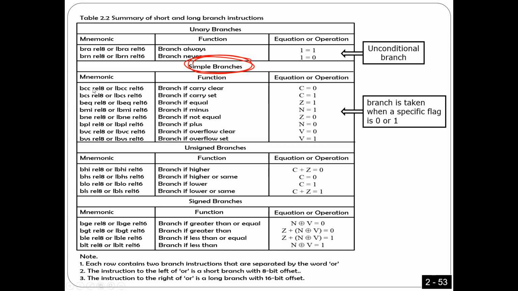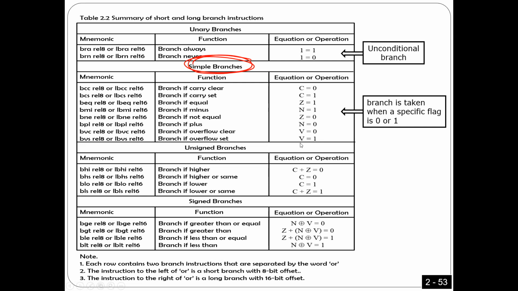This one, branch if carry is clear. So if the carry is 0, branch. Branch if the carry is set. Branch if equal. Equal means the zero flag is 1, right? Branch if minus. Minus means the negative flag is 1. Branch if not equal. That means the zero flag is 0. Branch if plus. That means the negative flag is 0. Branch if the V flag, the overflow flag, is 0, or branch if it is 1.